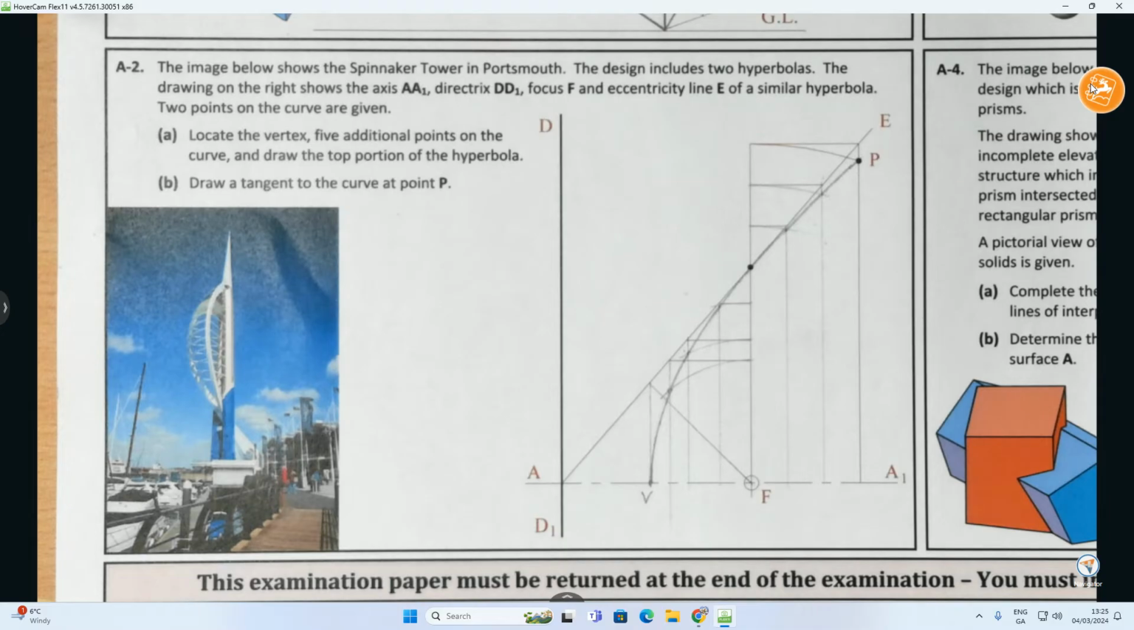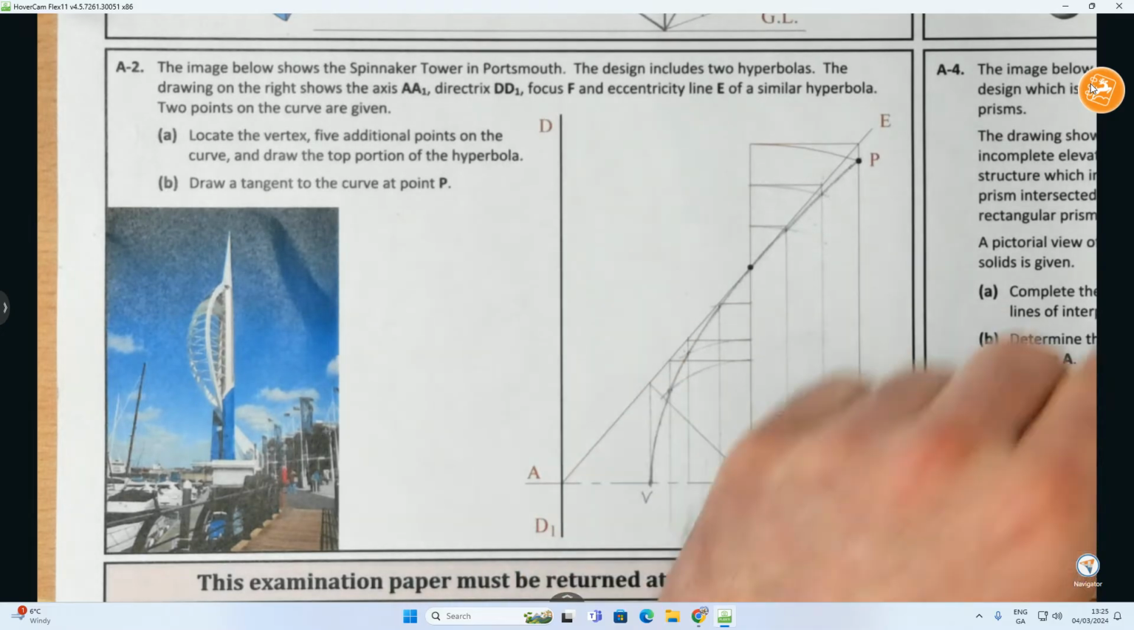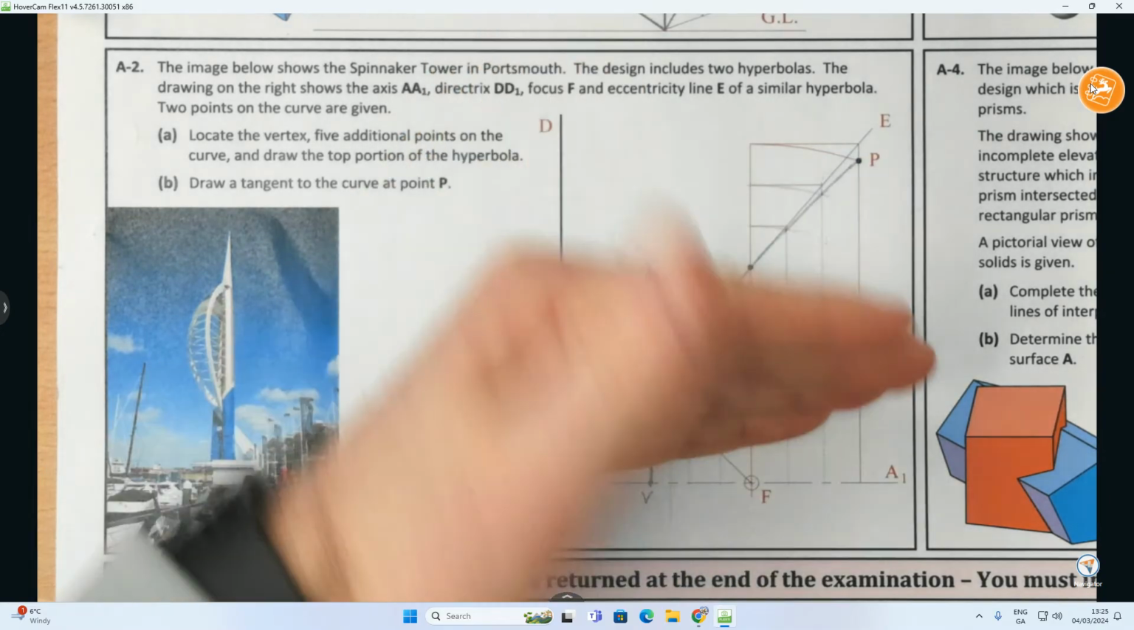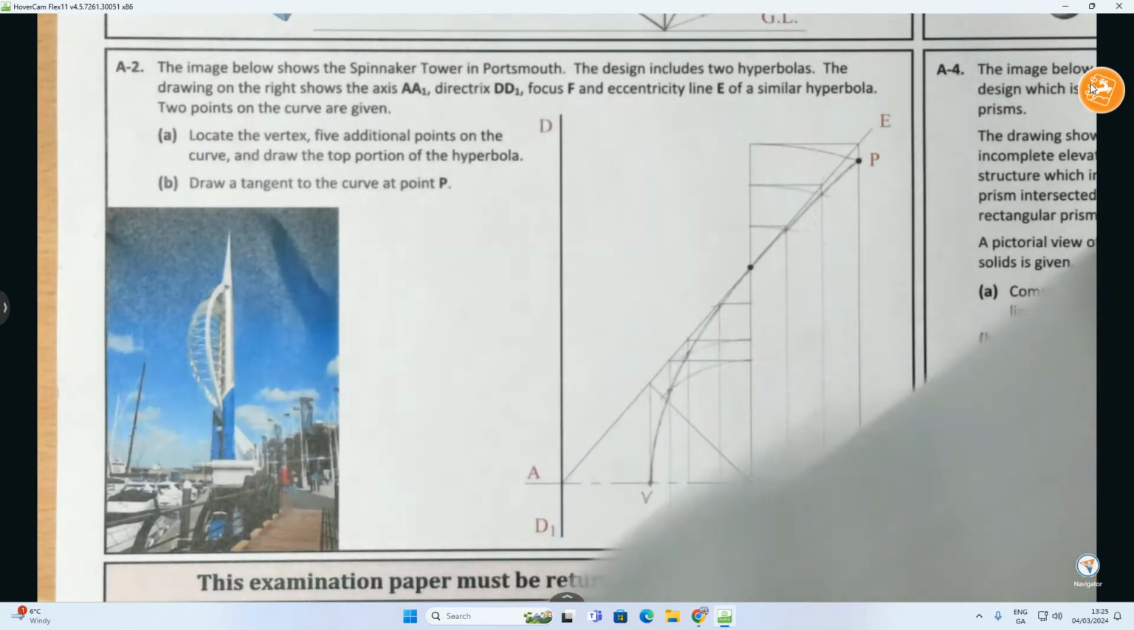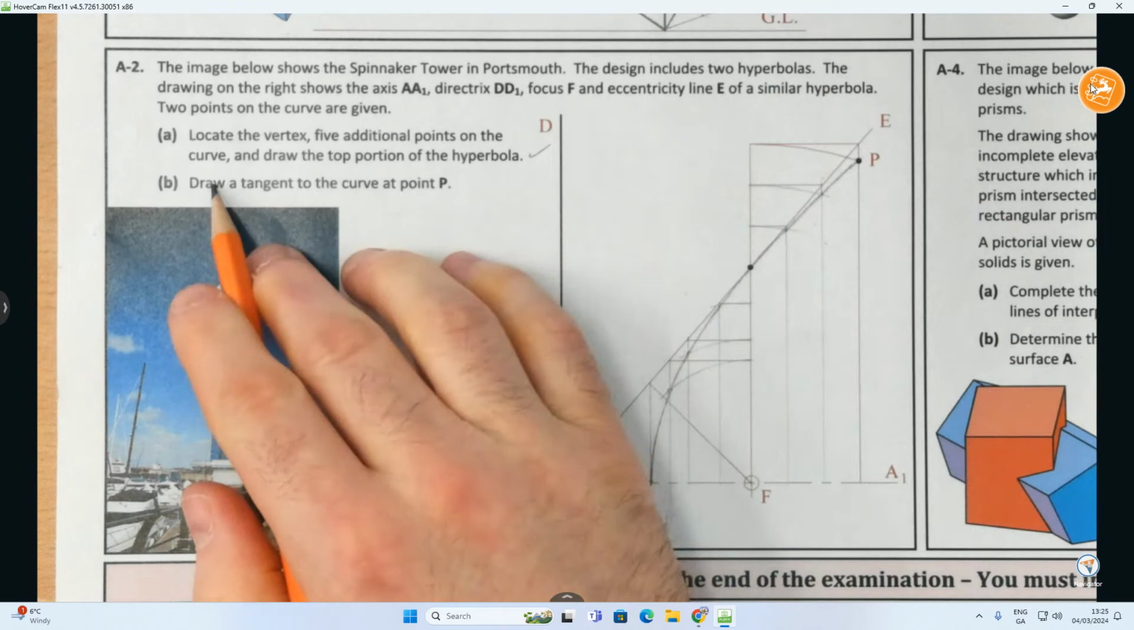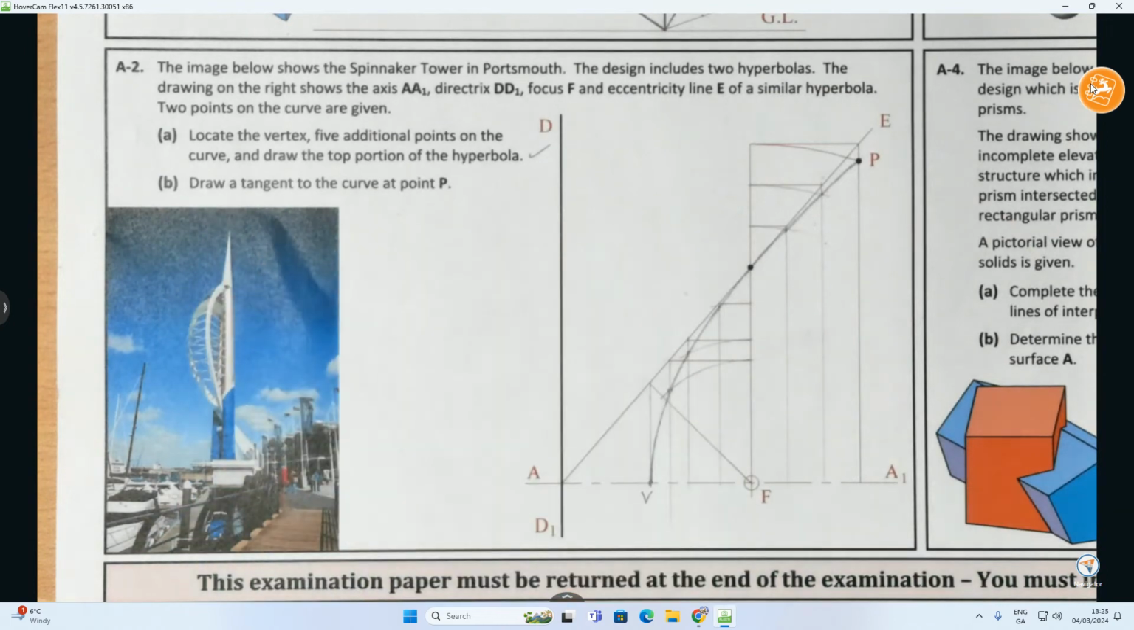Okay, so there is my hyperbolic curve. They only asked us to do the top portion. If it was the opposite side, you could use axial symmetry to figure out the bottom half of it. Now, what we want to do, that's part A done. Part B, draw a tangent to the curve at point P.